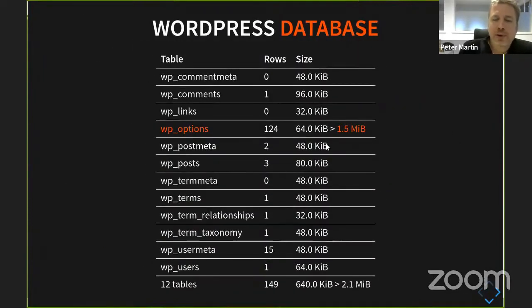So if you install WordPress and you log in to the front end or back end, then it will retrieve all kinds of information, like all system messages about updates, which are stored in the WP options table.